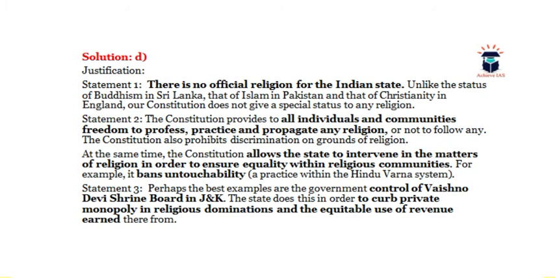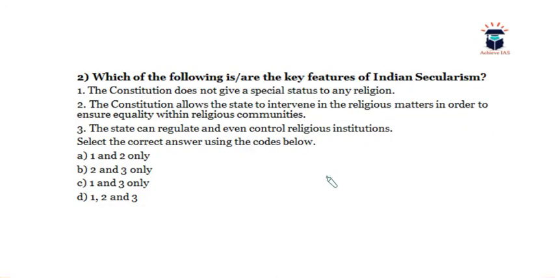All are correct. So there is no official religion for Indian state. So this is very much clear. So there is no special status that is being given to a particular religion. So constitution also allows intervention in the religious matter, so as to ensure equality within the religious matters. So state can intervene with regard to the equality that is to be ensured, and state can also regulate and even control religious institutions. So this is about this question.